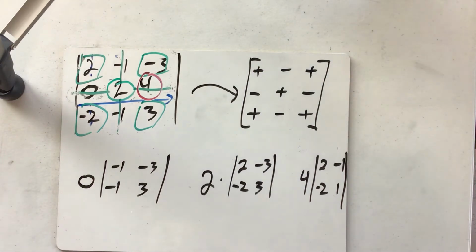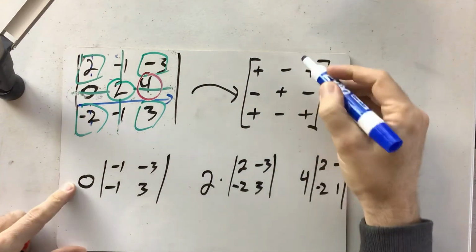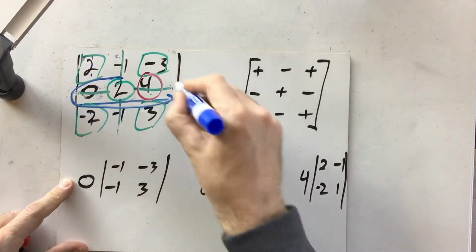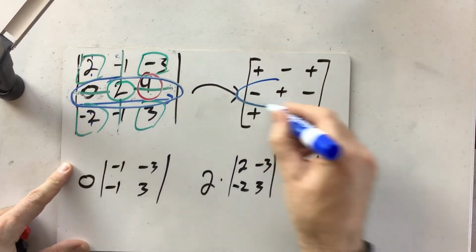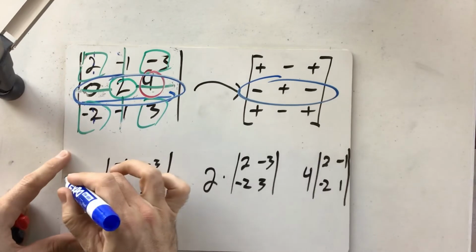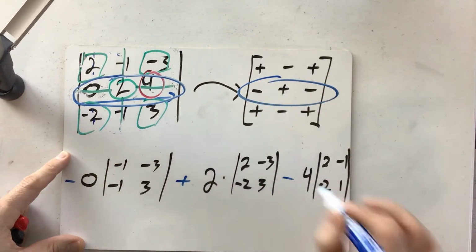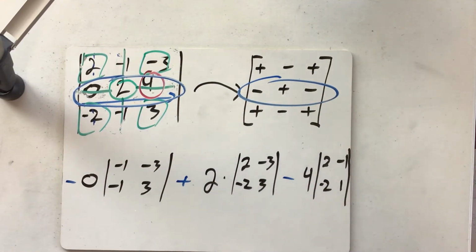But okay, at any rate, you don't have to remember all that. All you can remember is draw the checkerboard. We chose this second column, and so we'll choose the second column of the checkerboard, and that means we'll go minus, plus, minus, and that's how we'll get our answer.